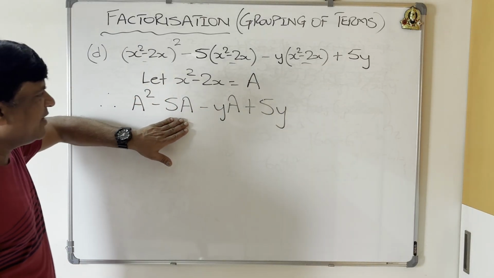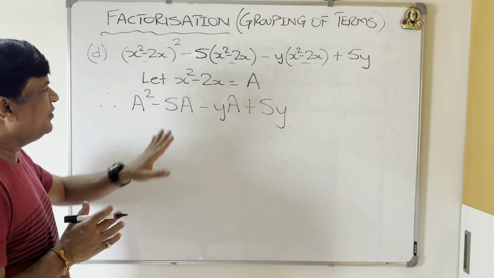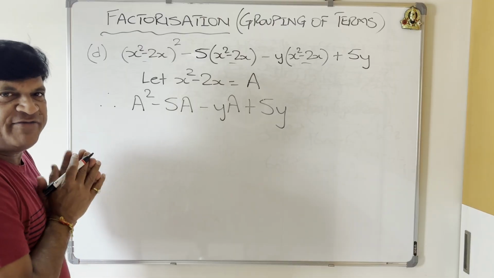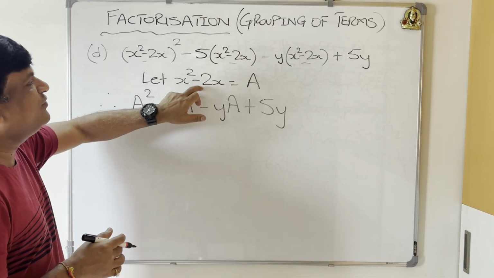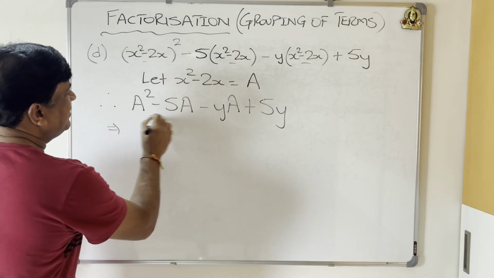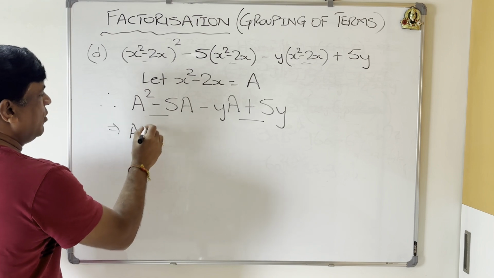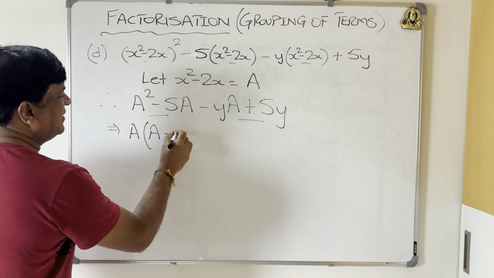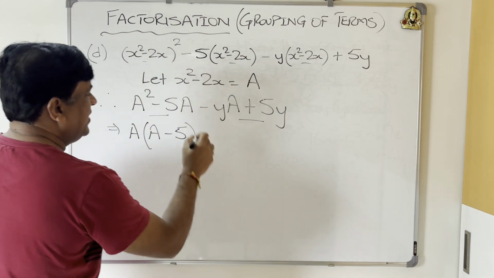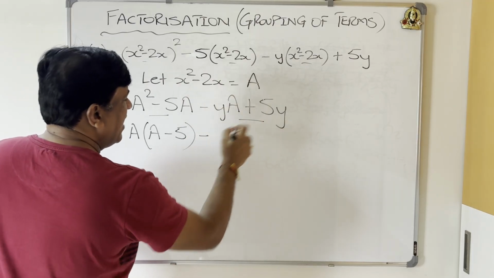Now if you look at it, there are 4 terms over here. I should be able to group them and factorize it first, and later I can put that back into that one. Okay, so let's go ahead and do it. If I take these 2 terms and these 2 terms, what is common in these 2 terms? A is common. So I can write this as a minus 5. Similarly here I have a minus common between these 2 and I have a y common.